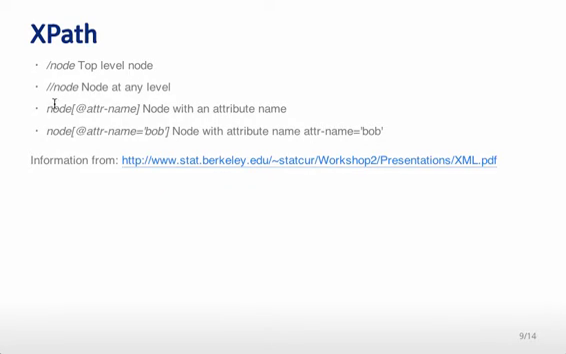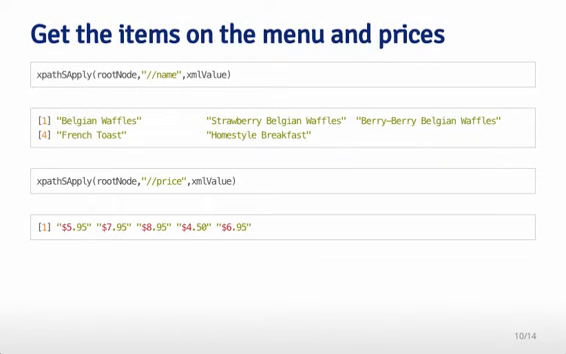The first thing that you're going to look at is the top level node of each element, which you get with /node. The node at any level is //node. And then you can extract specific nodes with specific attributes. We'll talk about how to do that over the next couple of slides. The first thing you're going to want to be able to do is get the items on the menu and their prices. To do that, we're again going to use XML sapply, but now we're going to be a little bit more targeted about which data we're going to be extracting.